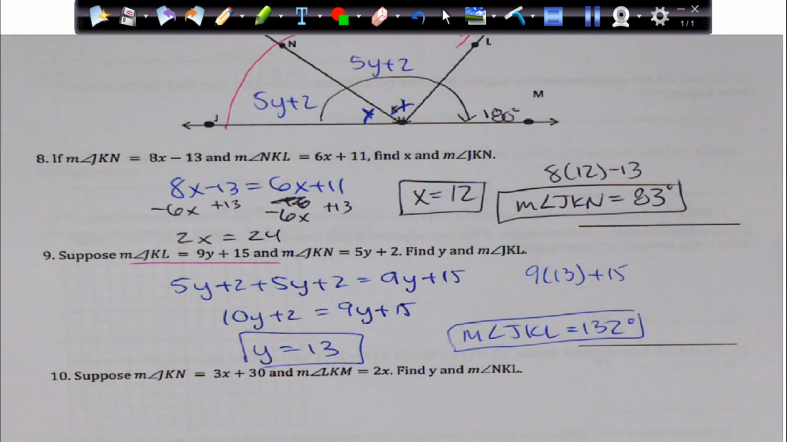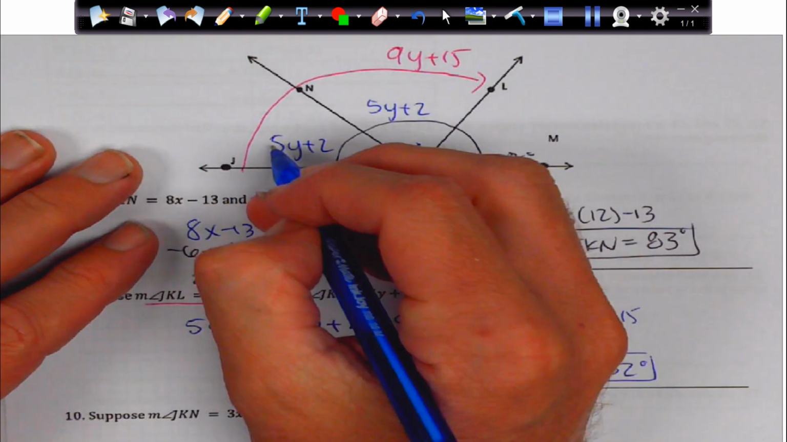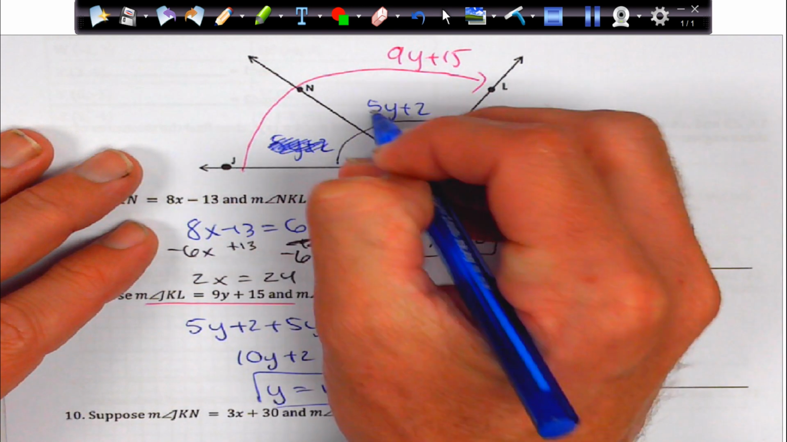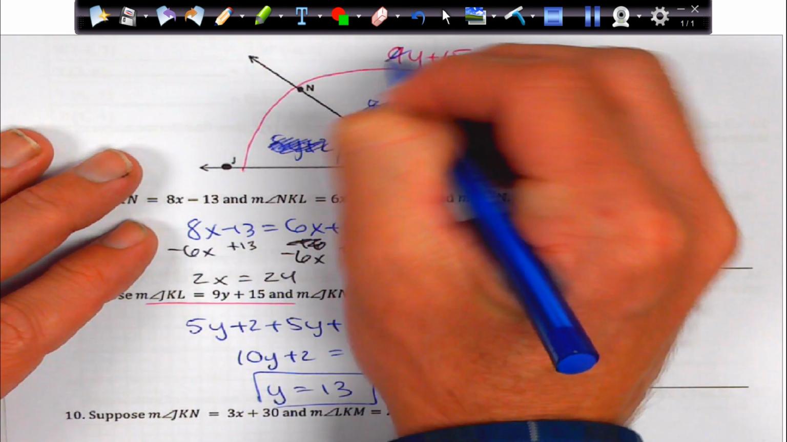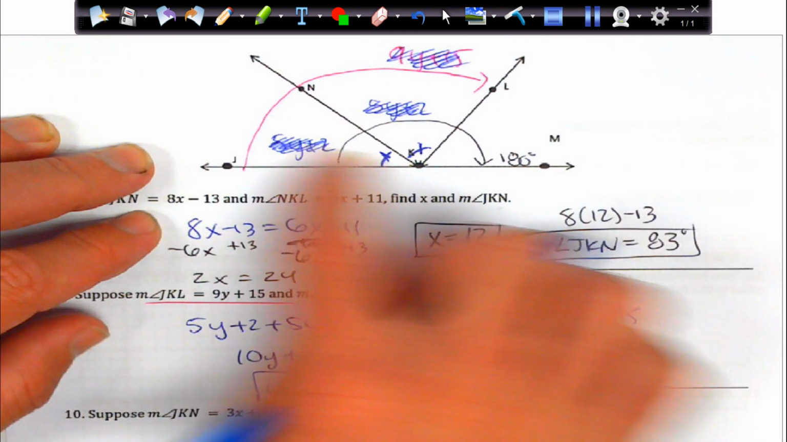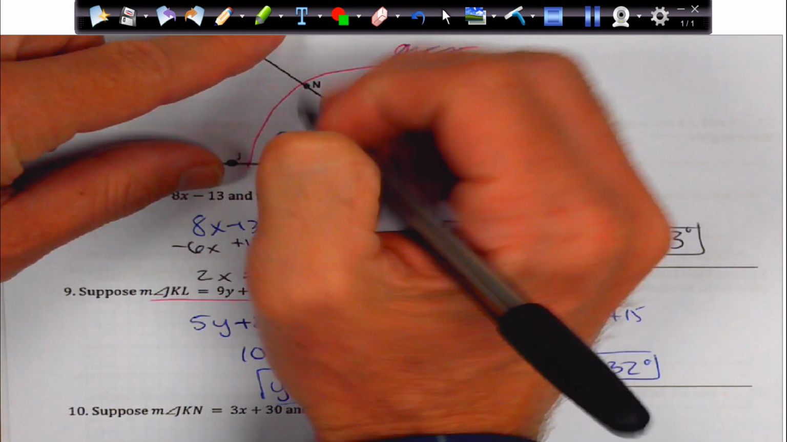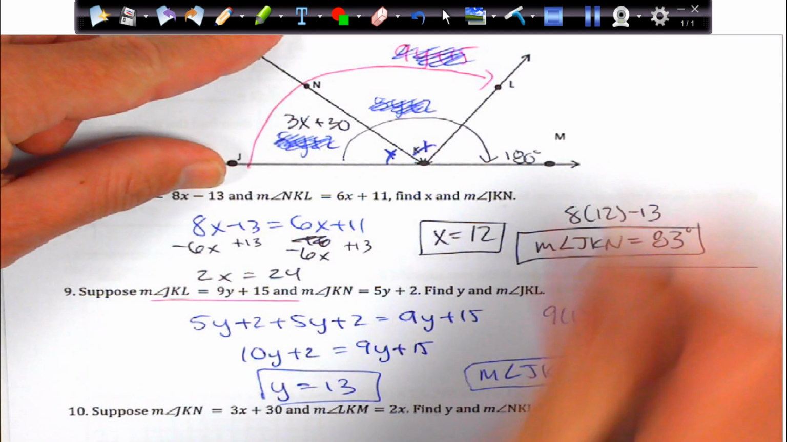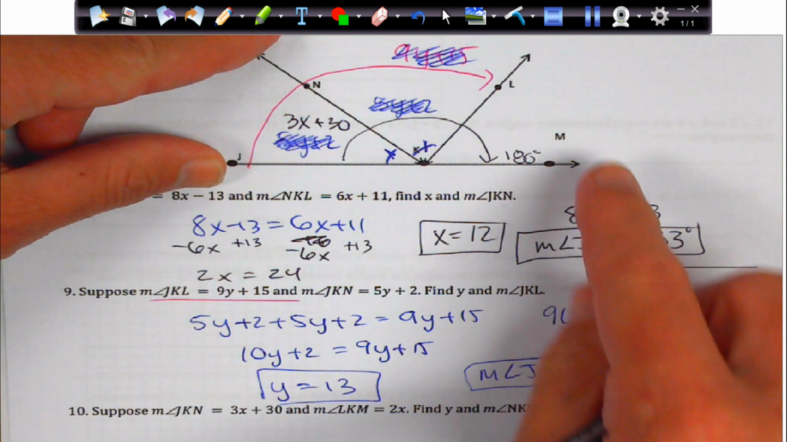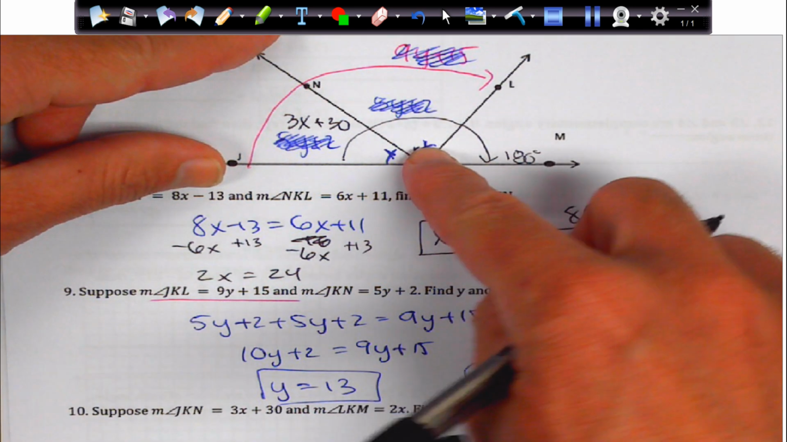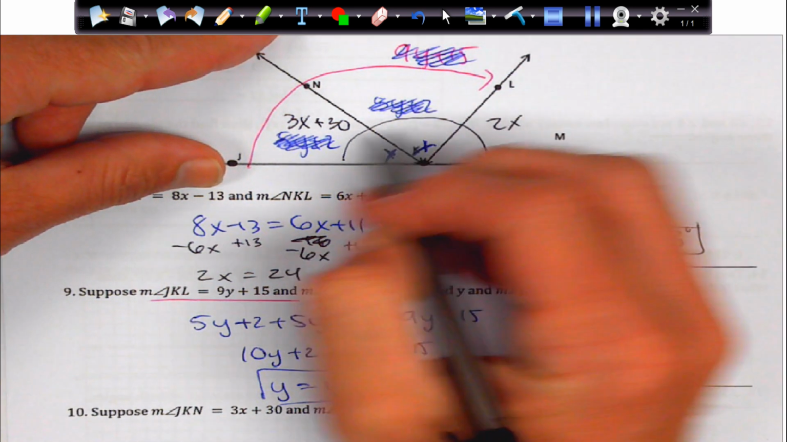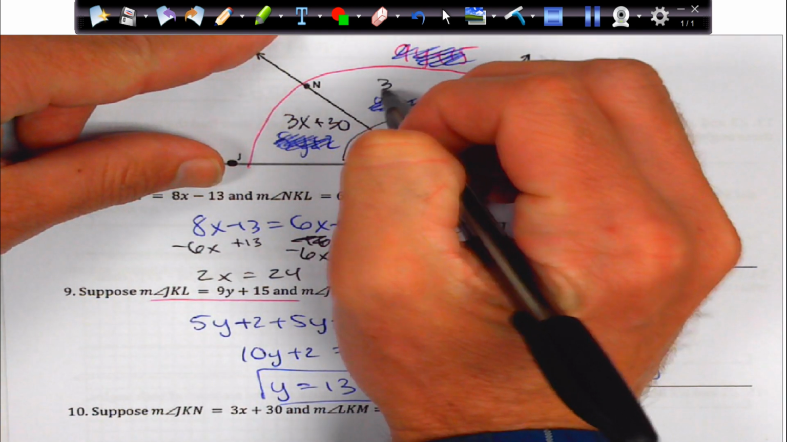And then it says, suppose JKN is 3x minus 30. So now we got to be like, oh, shoot. We got to reuse this picture. Okay, so JKN is this guy right here, is now 3x plus 30. And LKM is 2x. Well, if this is 3x plus 30, this is also 3x plus 30.